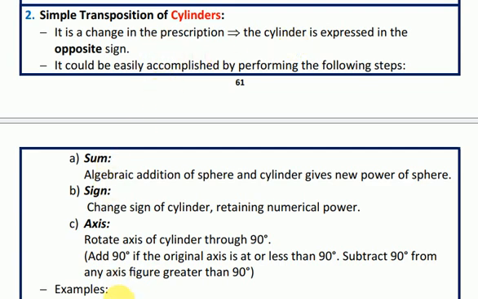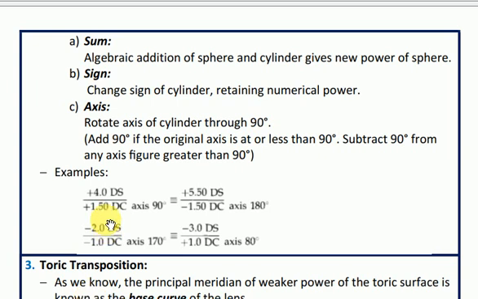There are 3 steps. The first step is the algebraic addition of sphere and cylinder. In this example, plus 4 sphere and plus 1.5 cylinder are both added, which will give us plus 5.5 diopter sphere. It is the new power of the sphere. So this is the first step, to add sphere and cylinder.